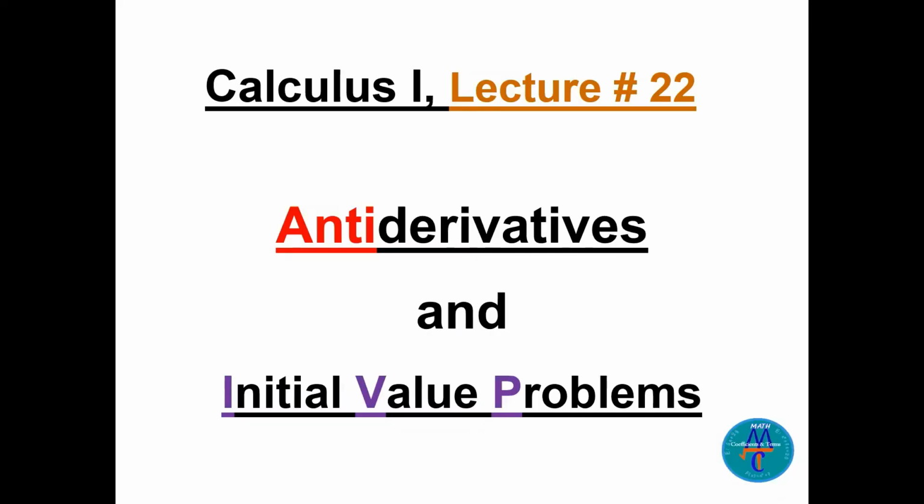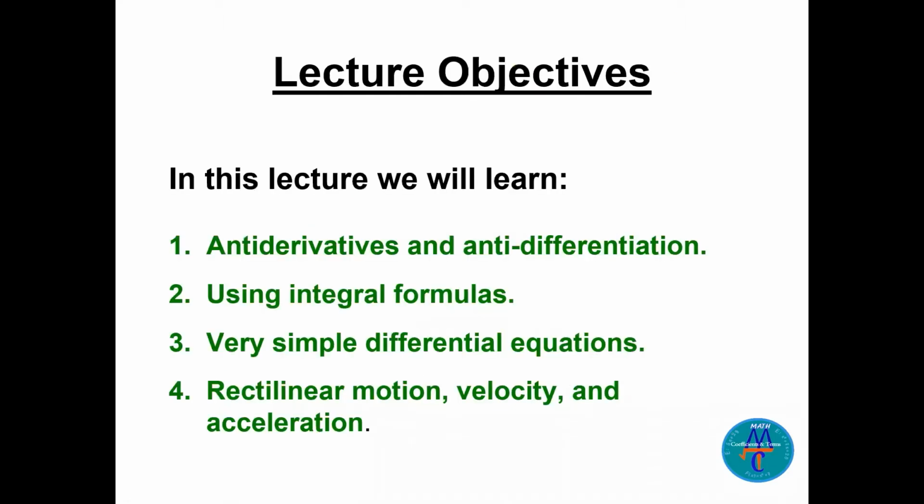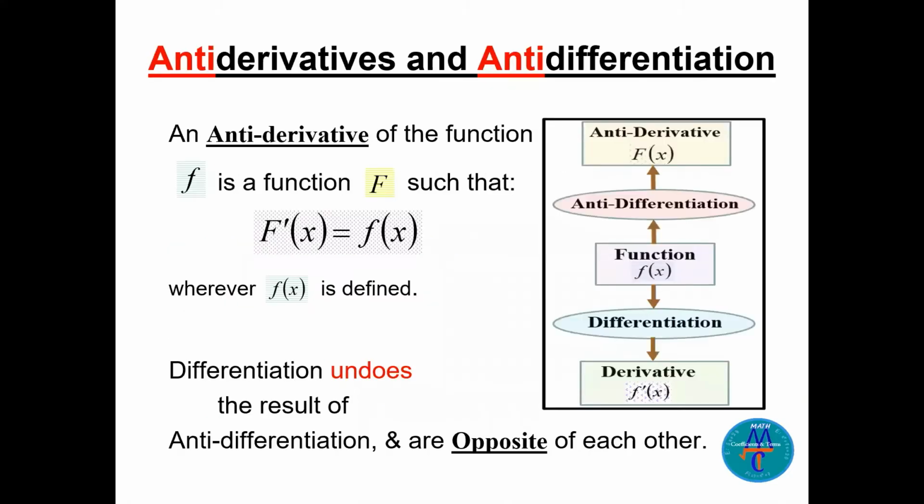This is lecture number 22 of the Calculus 1 lectures, Antiderivatives and Initial Value Problems. In the objectives of this lecture, we will define antiderivatives and antidifferentiation. We will use integral formulas. We will look at very simple differential equations, and there is an application about velocity and acceleration.